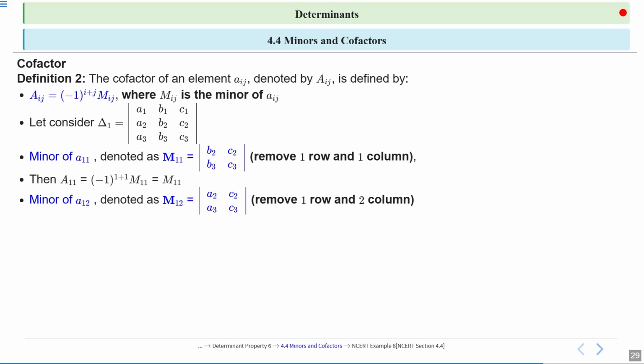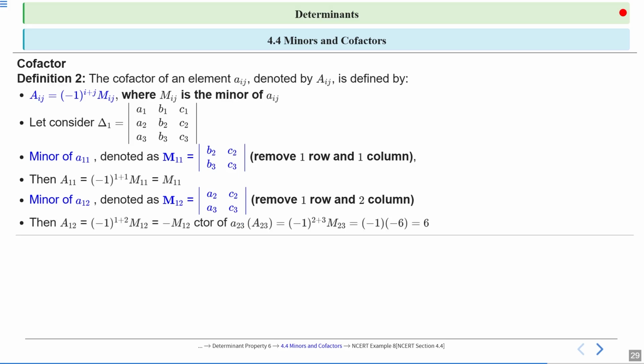The minor of a12 is obtained by removing the first row and second column, to get the value of minor M12. Now the cofactor A12 is obtained by multiplying it with minus 1 to the power 1 plus 2. So we get minus M12. The cofactor of A23 is minus 1 to the power 2 plus 3, that is M23, minus 1 into minus 6, that is 6.